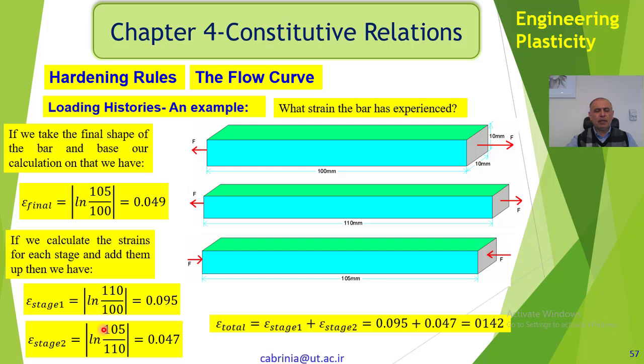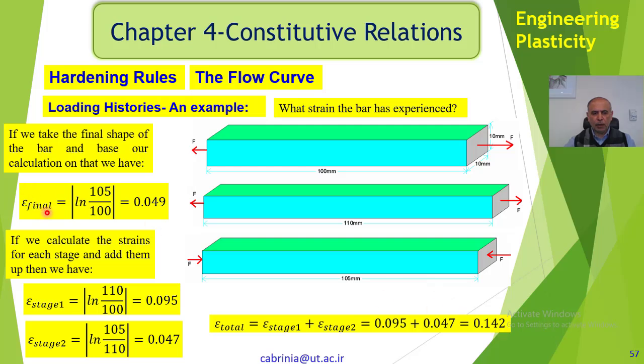I just want the magnitude. So for stage 2 also, I get 0.047 for the strain. So the total strain from here to here, if we add these together, I get 0.142, which is the summation of the strain of stage 1 and stage 2. So you can see it's very much different from this one.